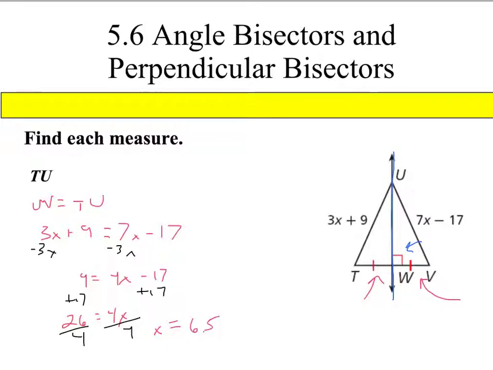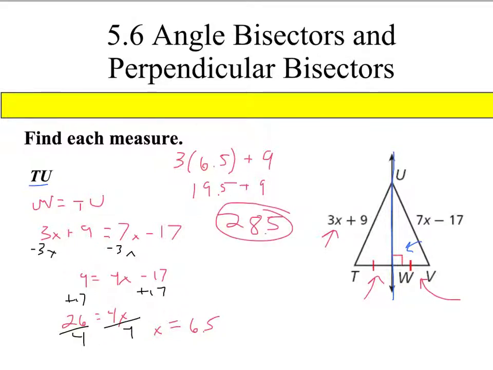Now, I just solved for x. In your head, am I done? Question is, am I done? No. Okay, I found x, but the question asks to find TU. So because I have x, I now need to take that x and plug it into my equation of 3x plus 9. So I need to take 3 times 6.5 plus 9. 3 times 6.5 is going to give you an answer of 19.5, plus 9. Your overall answer is 28.5.